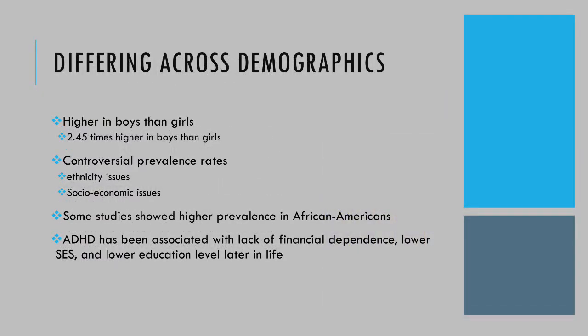So, ADHD can also differ across different demographics. For example, ADHD has been found more in boys than girls, more specifically, 2.45 times higher in boys than girls. And some other more controversial prevalence rates are ethnicity issues and socioeconomic issues. For example, some studies showed higher prevalence in African Americans. Another study saw that ADHD has been associated with lack of financial dependence, lower socioeconomic status, and lower education level later in life, so once a child is older.